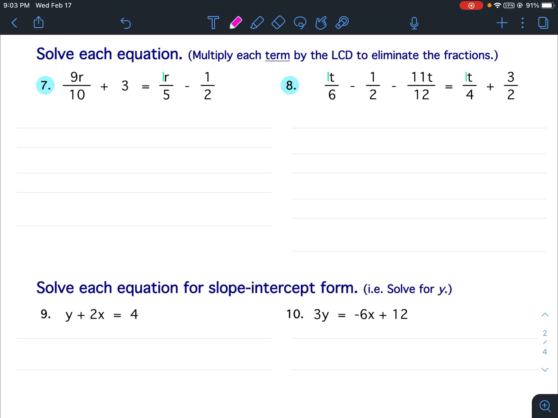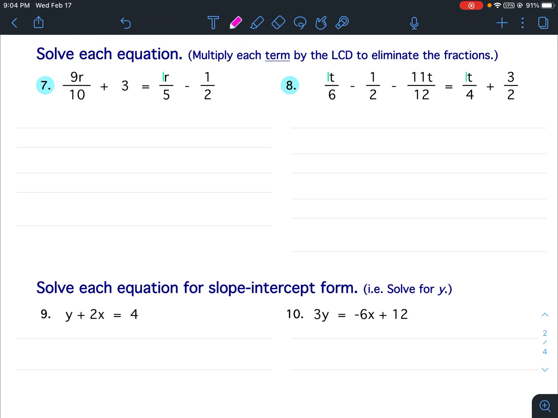Solving equations, lessons 8 through 11, worksheet number 1. Questions 7 and 8. It says to solve each equation, but in parentheses it says to multiply each term by the LCD to eliminate the fractions. The LCD is the least common denominator, and your least common denominator is the least common multiple of your denominators.